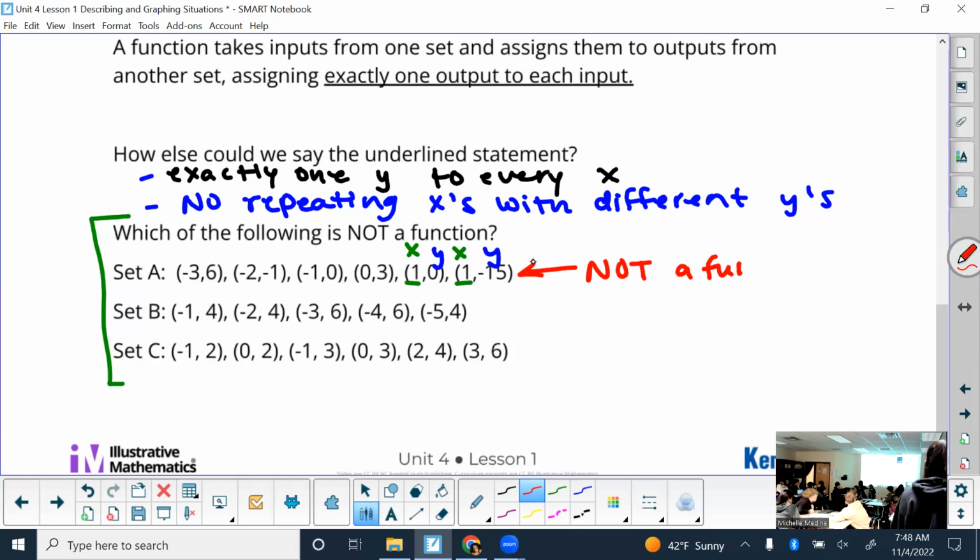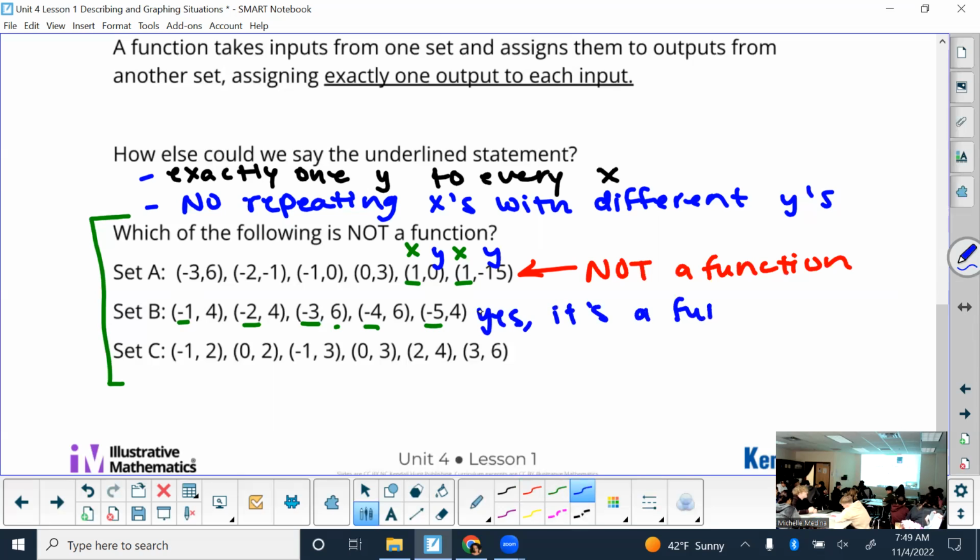So if you want to put an example of what a function is not, you could put set A as an example, because it has the same x with two different y's. Could B, or is B a function, yes or no? All right, why is that? Each x is different. So if they give you each x is different, you automatically know that yes, it is a function. Those are usually my favorite because you can just stop there.